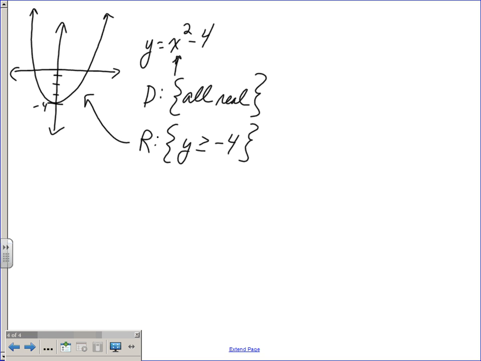For the range, you're looking at your drawing. For the domain, you can look at your equation. I can use any x values. Anything all along here, I can use anything here. My range, though, is going to start here and then go up. Okay. Domain and range. All right.